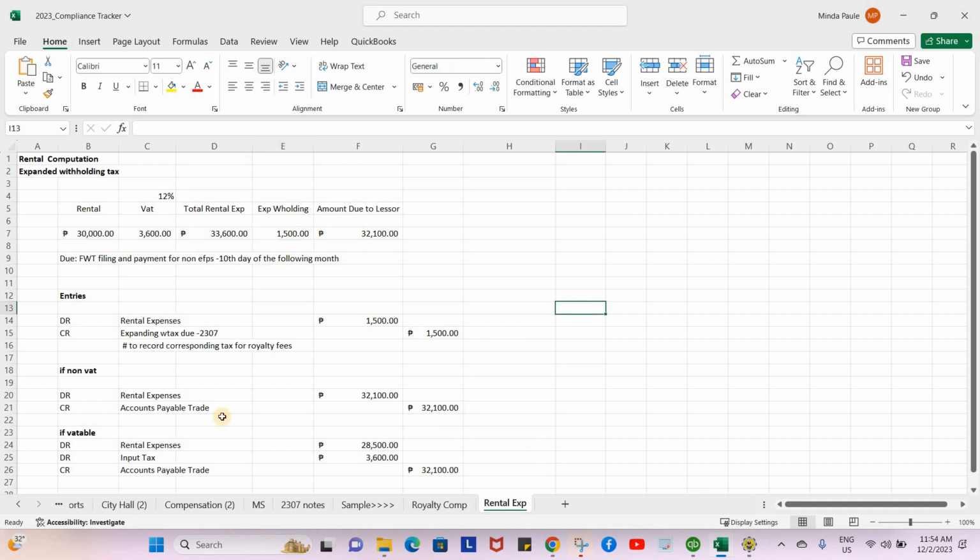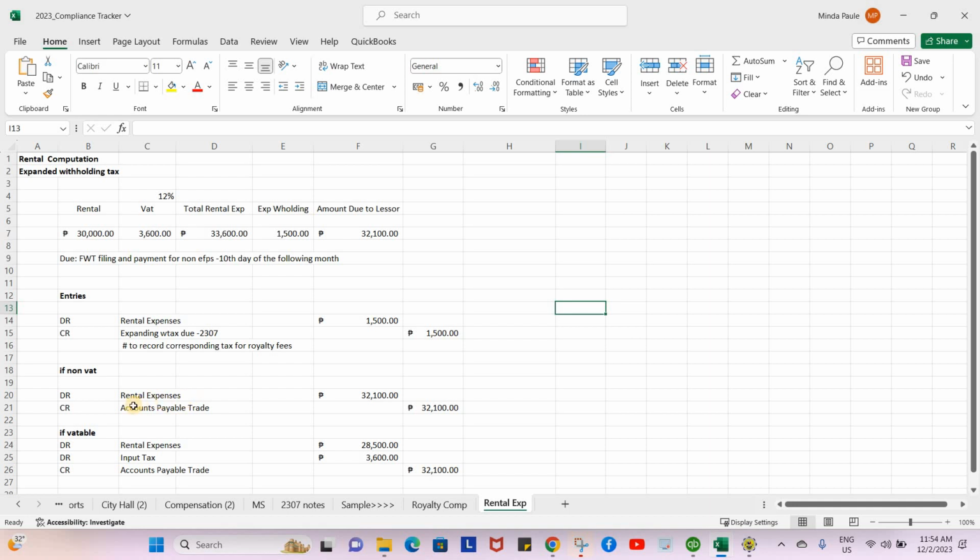Now, for your entries, what you're going to post there is debit rental expense, 1,500, expanded withholding tax due, because when you withheld that amount, you have to also report it to the lessor. Magsusubmit ka ng tax form na 2307, yung 1,500. So, ito yung entry mo, debit rental expense, credit expanded withholding tax due, 1,500.